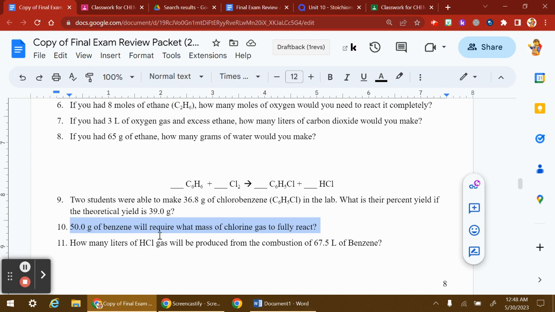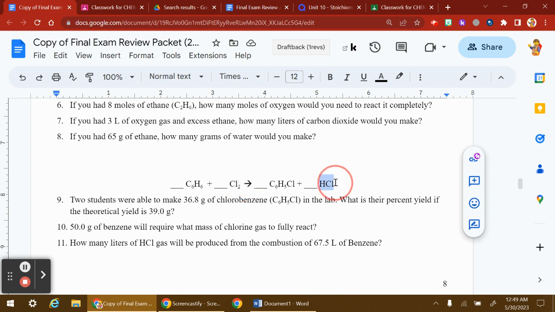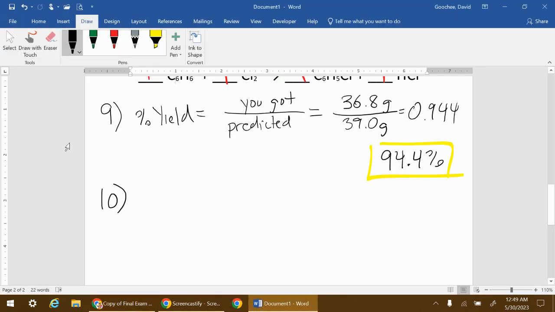Now which one is the benzene? Benzene is C6H6. How do we know that? Well, Cl2 is chlorine. HCl is hydrogen chloride or hydrochloric acid. And above, we learned that this is chlorobenzene. So benzene is C6H6. So let's get to it.